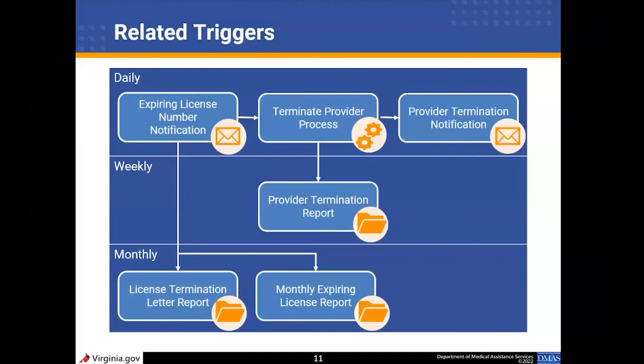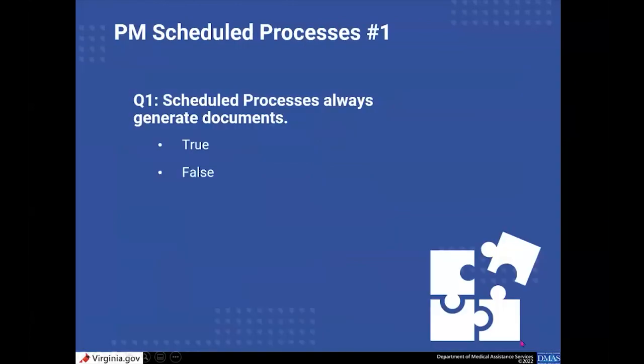So now we're going to take a minute to recall what we've just gone over. So we're going to answer a few questions. Scheduled processes always generate documents. Is this statement true or false? The correct answer would be false. System processes may update data, run screening, or create workflow items.